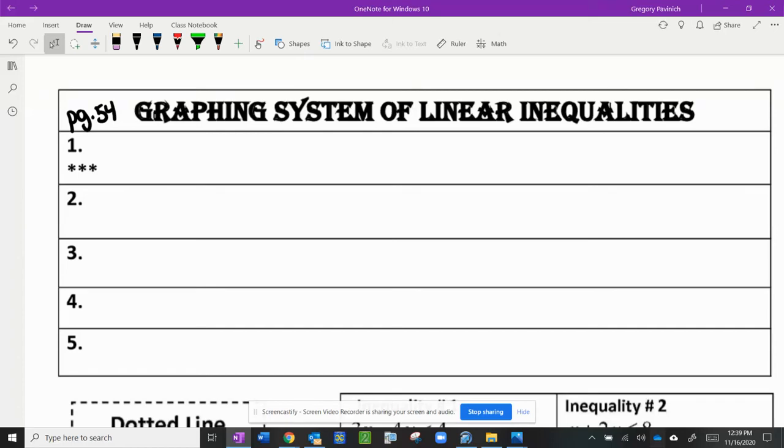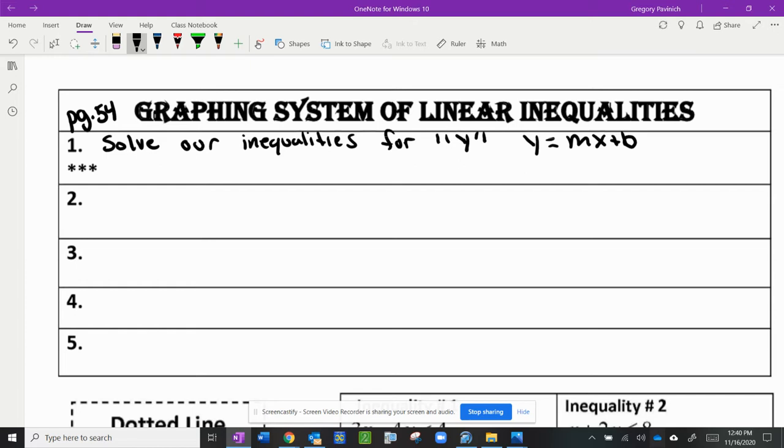Hey, today we're going to turn to page 58 of our IMB, and we are going to graph a system of linear inequalities. So we got a bunch of steps, and the first one we're going to do is solve our inequalities for y. So we want them to be in y equals mx plus b, except instead of an equal sign, there will be an inequality sign.